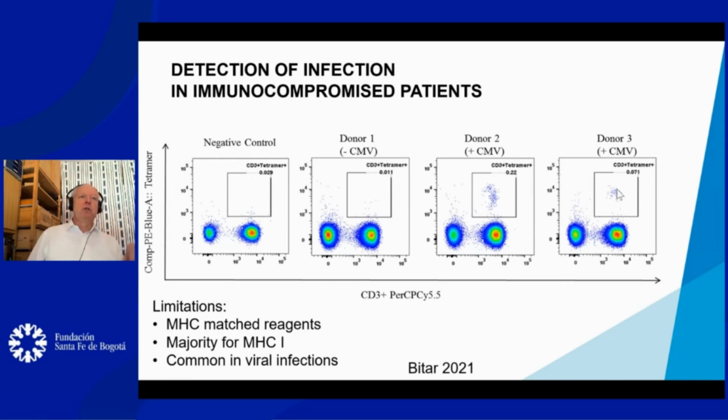This is a good technology, but has also some limitations. The reagents have to be MHC matched. The majority of these MHCs is only available for MHC1. And so the main application today is the detection of viral infections. For other applications like autoantigens or for very rare infections, these tetramers are not available, and so most laboratories work with cell culture experiments and batch stimulation assays.